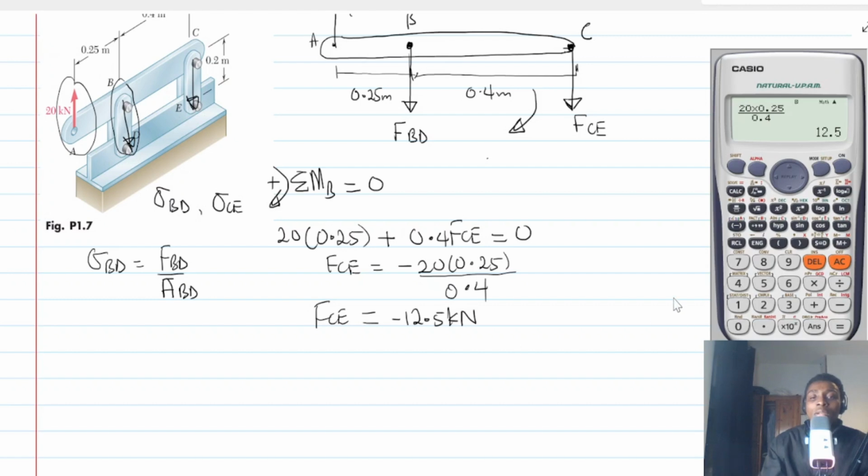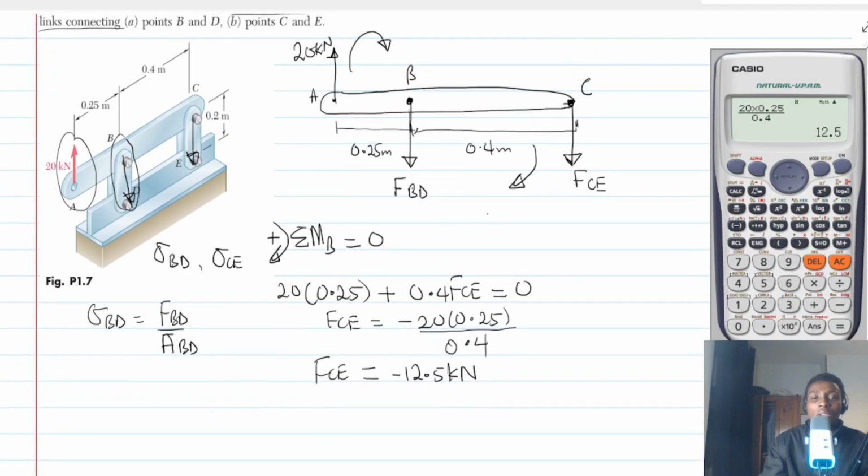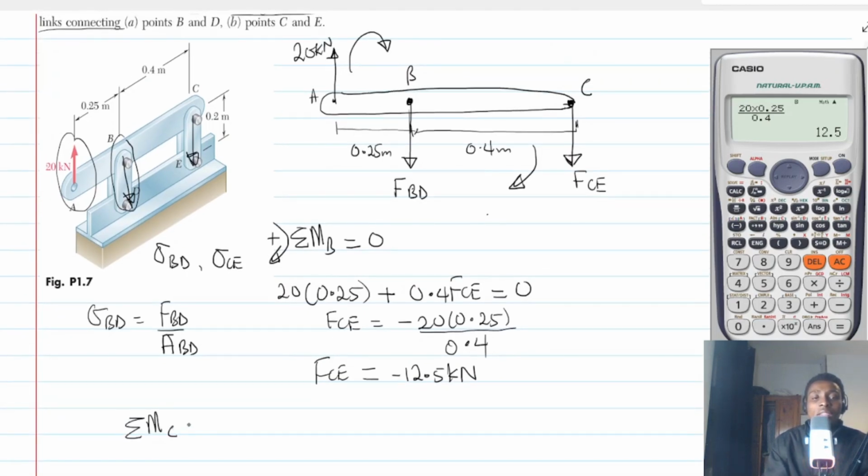This time round, let's use forces. We can either sum moment about C and equate it to 0, or we can also say that the summation of forces, with every force going up taken as positive, should be 0 for equilibrium. Then we can say that 20 minus FBD minus FCE is 0.